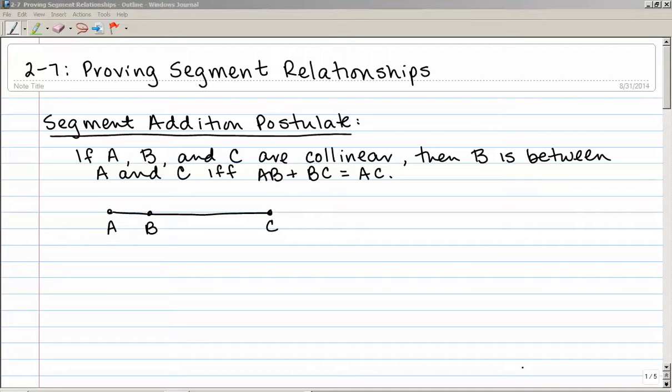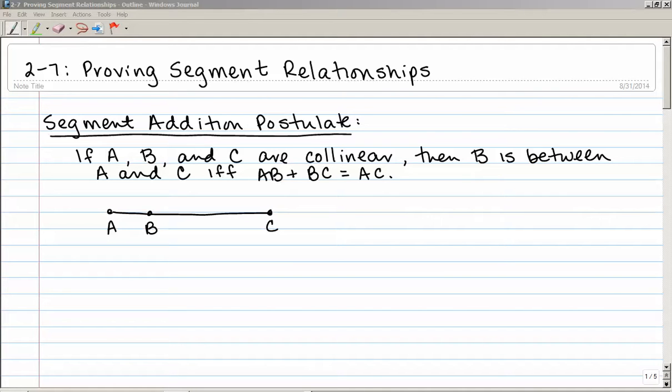Section 2.7 is on proving segment relationships. First thing we need to talk about is something called the segment addition postulate. And it says if points A, B, and C are collinear, then B is between A and C, if and only if AB plus BC equals AC.